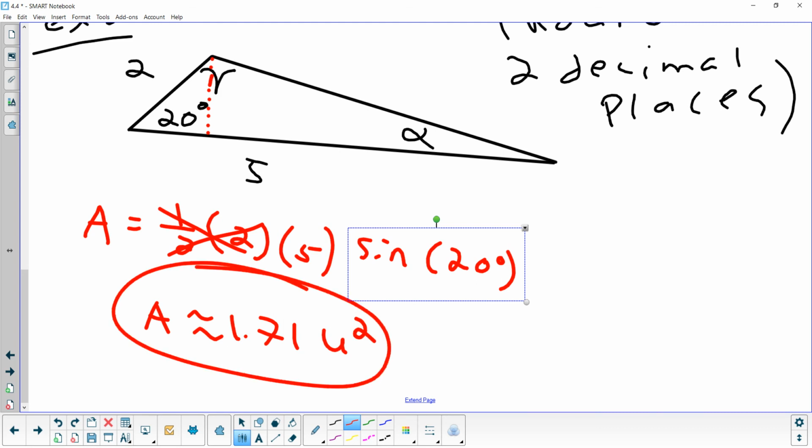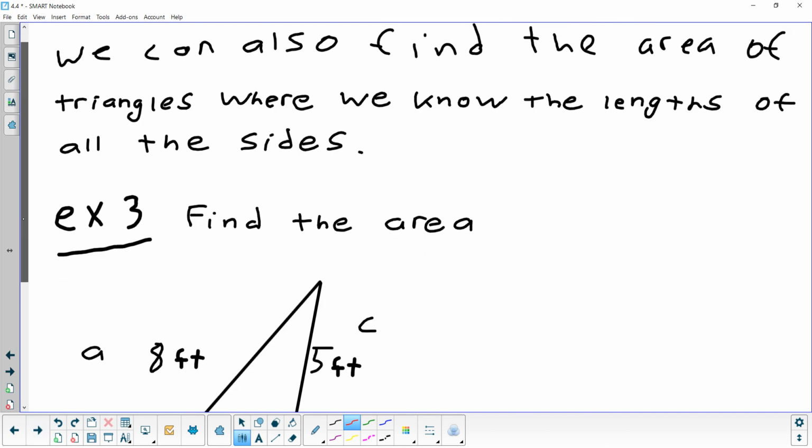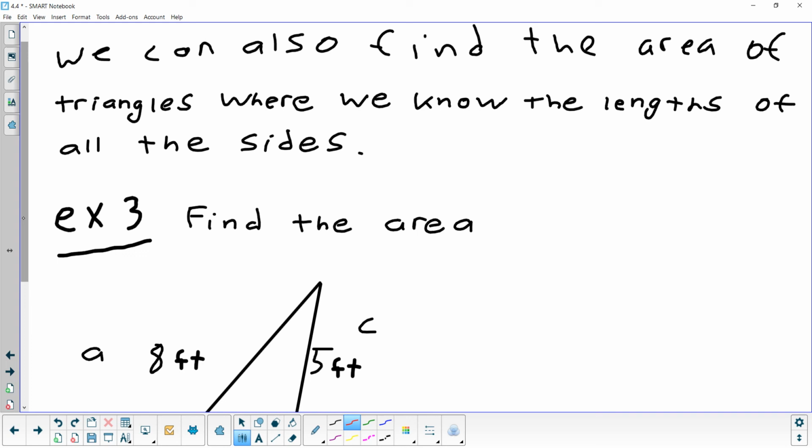On the test, you'll probably have, I think, 4, maybe 5 questions that are just like that. Any question on finding the area when you have 2 sides and an angle? Okay. Let's look at this one.